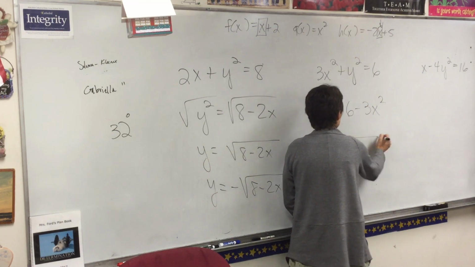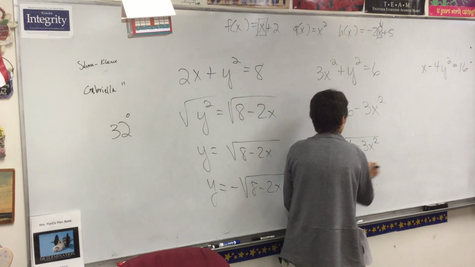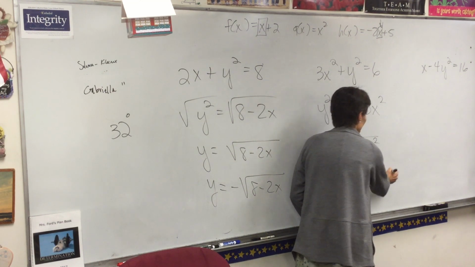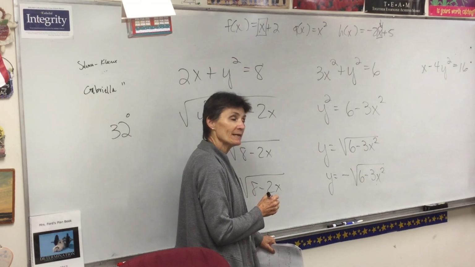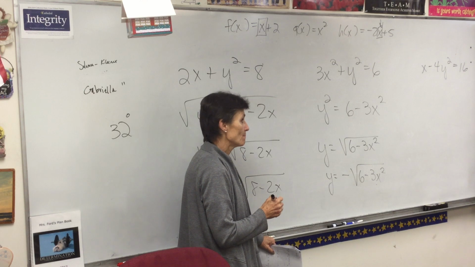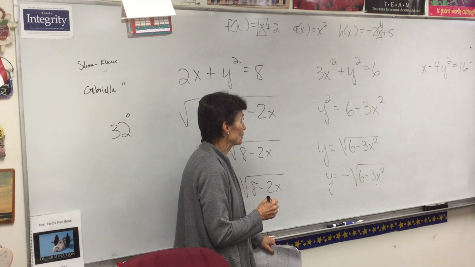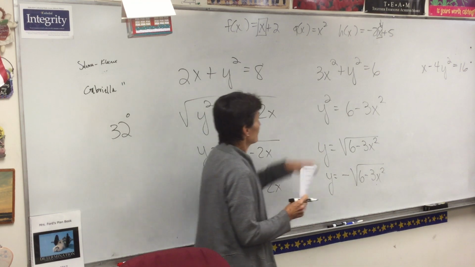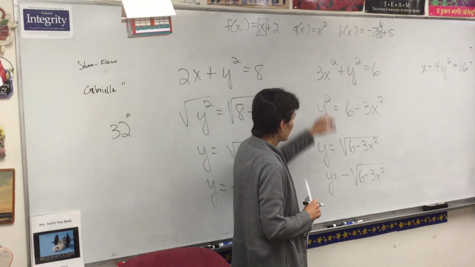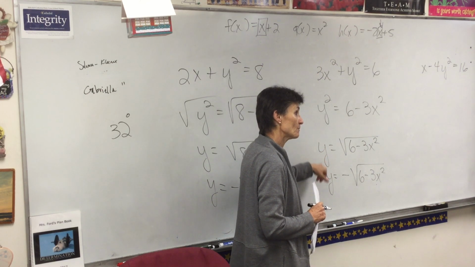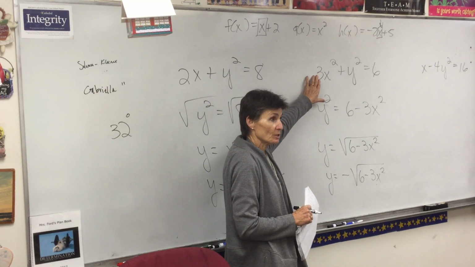Hopefully you have the square root of 6 minus 3x squared and negative square root 6 minus 3x squared. Is that what you have? You can't do anything. The calculator won't graph this because it's not a function, but the calculator will graph each of these. So if you put these two together, you'll get what you wanted.